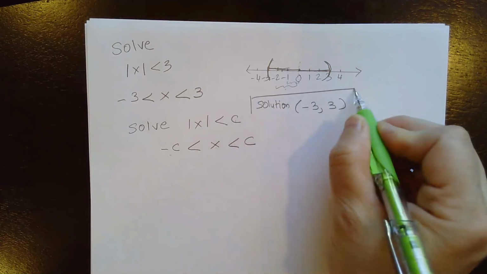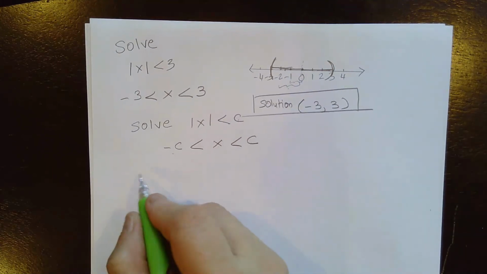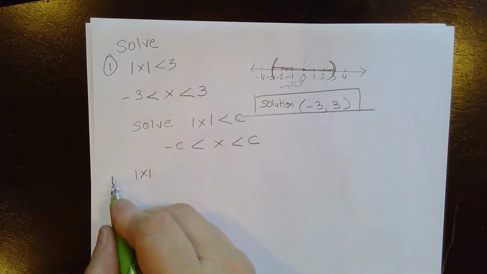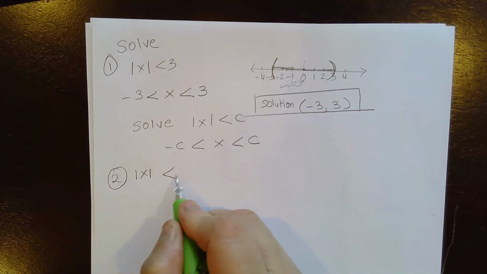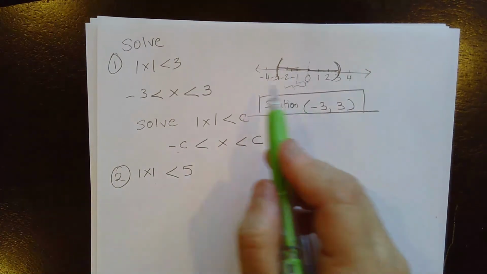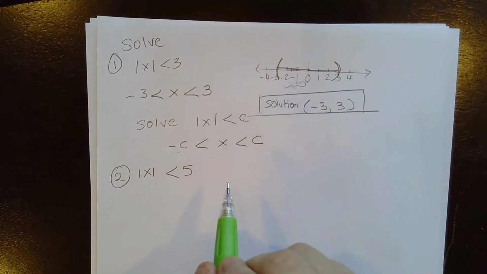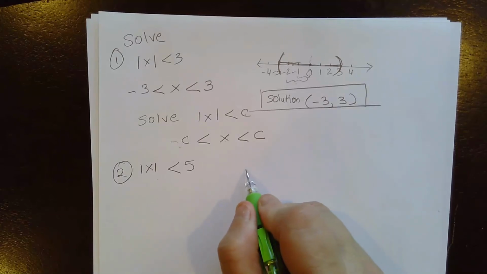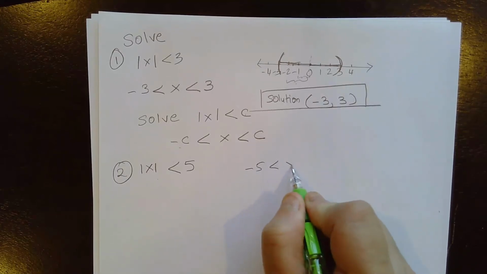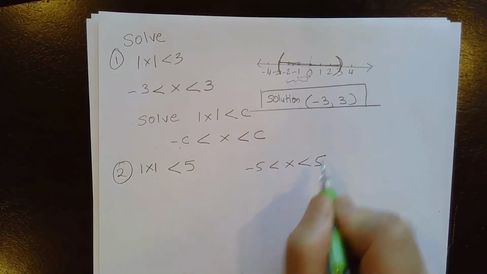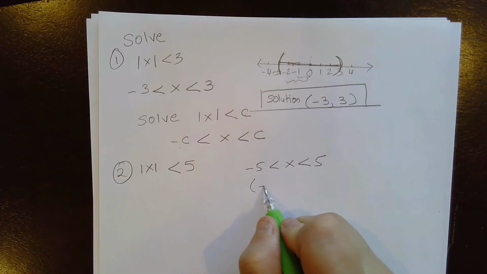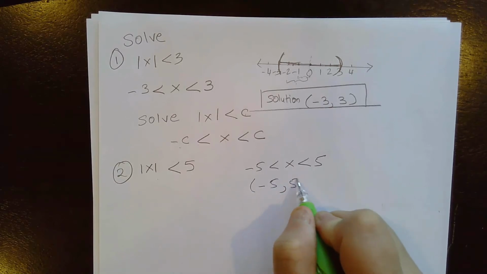We can try another example. This is example 1, this is example 2. The absolute value of x is less than 5. Again, we can do the same thing here, or we can apply this. The solution would be -5 less than x less than 5. So this is the solution, and in interval notation, from -5 to 5.